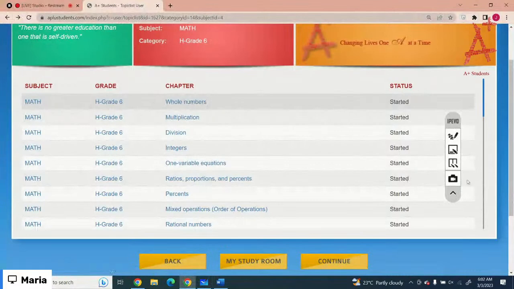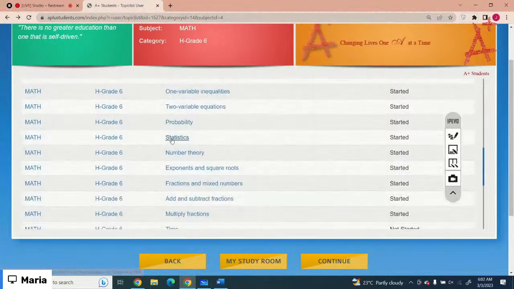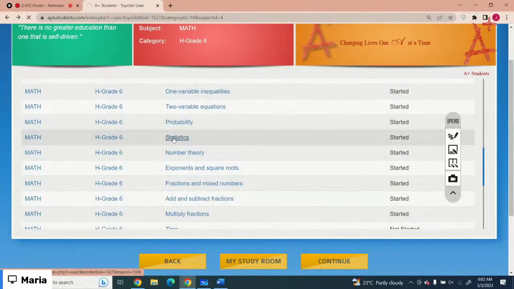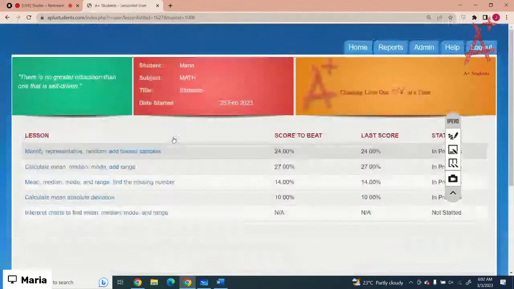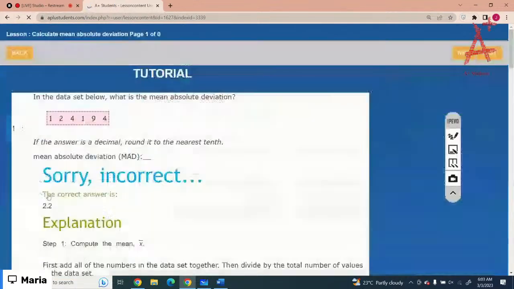Okay, here I'm on grade 6 maths. Chapter is statistics. Here it is. Here is the lesson calculate mean absolute deviation. Let's just start with the lesson. Okay, let's just start with the example.